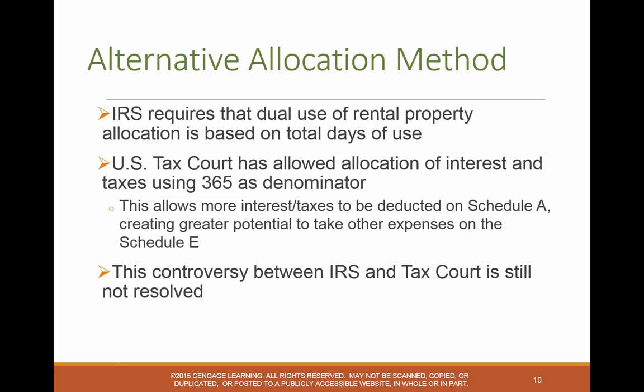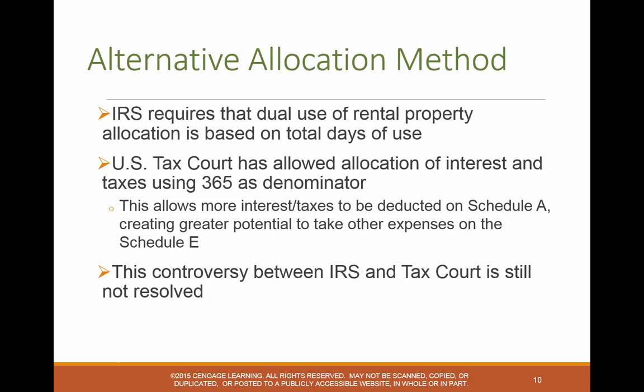Okay, I hate that they even bring this up, but they do, so I got to tell you. The IRS requires that in dual use, which is that category 3 that we just looked at, you do just exactly what we did, right? 62 plus 19, your denominator's 81. The tax court has allowed that we use 365 as a denominator.